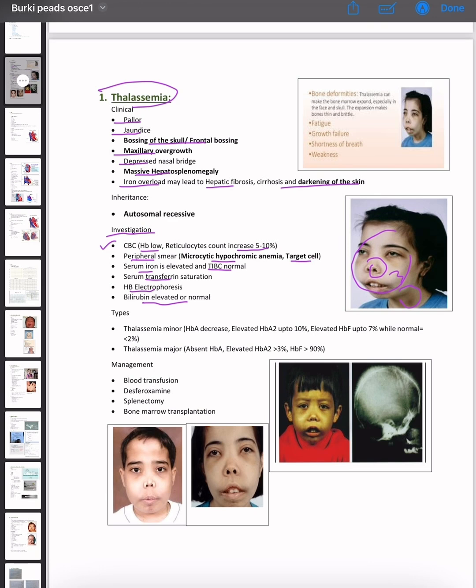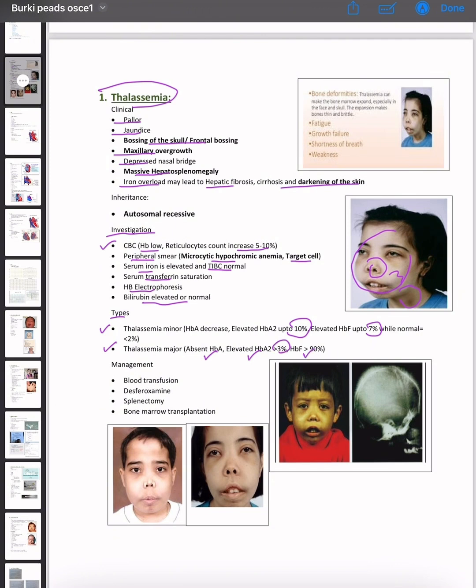Now, what are the types of thalassemia? It is thalassemia minor and thalassemia major. In thalassemia minor, HbA decreased, elevated HbA2 up to 10%, elevated HbF up to 7%, while normal is less than 2%. In thalassemia major, absent HbA, elevated HbA2 greater than 3% and HbF greater than 90%.